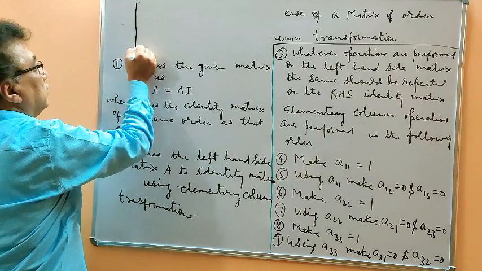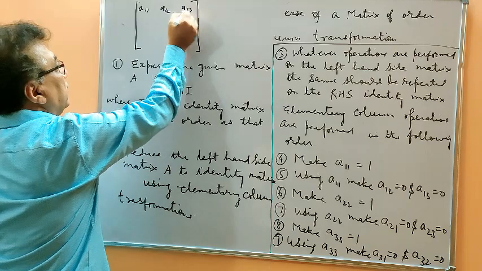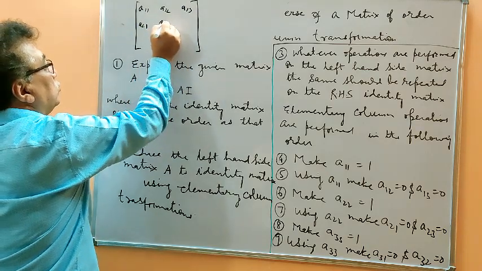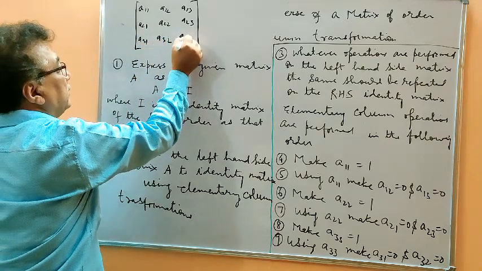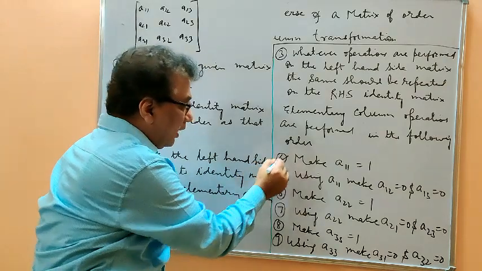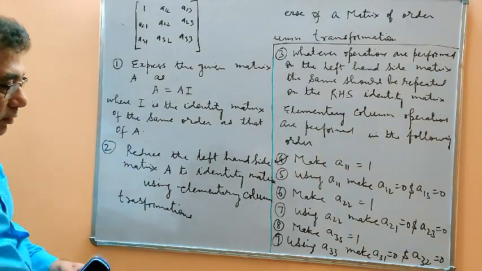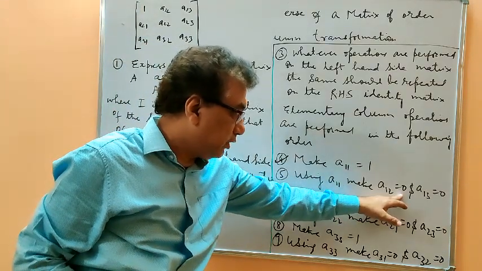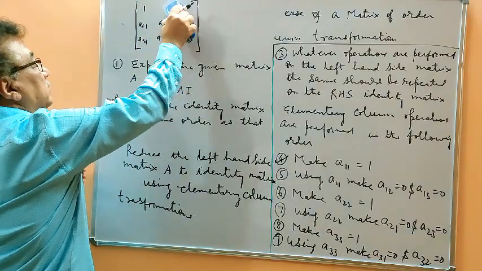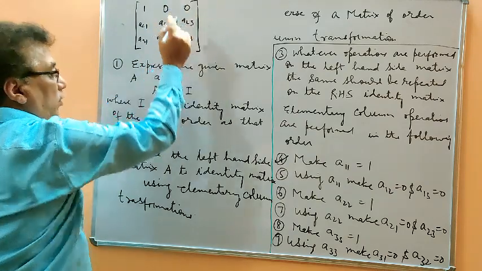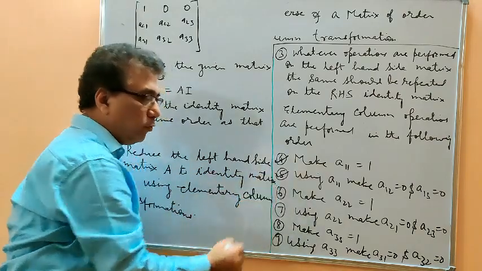Suppose the matrix is A11, A12, A13, A21, A22, A23, A31, A32, A33. The first step tells you to make A11 as 1, and then using A11 make A12 0 and A13 0. That means this should be made 0, and after that this one. The operations must be performed in order. So that is the meaning of steps number 4 and 5.